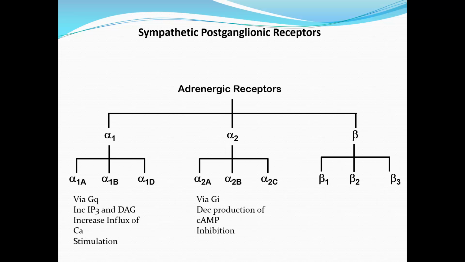Alpha 2 receptor, on the other hand, works via the inhibitory G protein. So you get decreased cAMP concentration, so it's inhibitory. Beta receptors, all the subtypes, work via Gs. So the stimulatory G protein increases production of cAMP, therefore they're stimulatory.